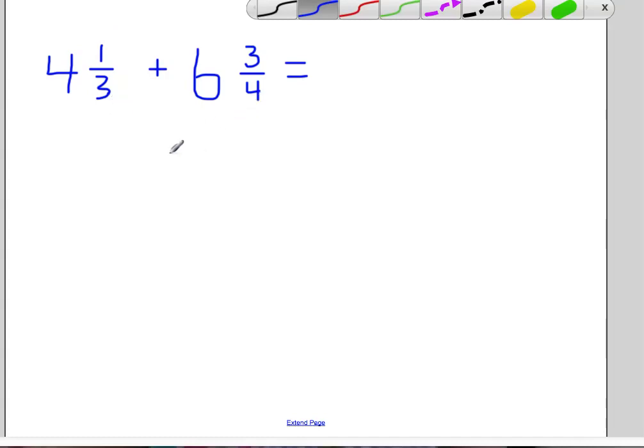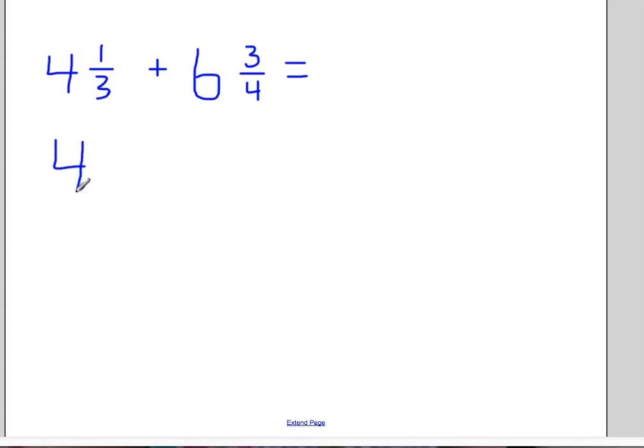So I'm going to rewrite these fractions with common denominators, and I've got a 3 and a 4 again, so I'm going to use 12. For 4 1/3, I need to use 12 as a denominator. 3 times 4 is 12, so 1 times 4 is 4. So I'm going to have 4 and 4/12. And I'm going to rewrite it up and down because I like lining things up better that way. And then I need to make this with 12, so 4 times 3 is 12, so 3 times 3 is 9. So I've got 6 and 9/12 here.